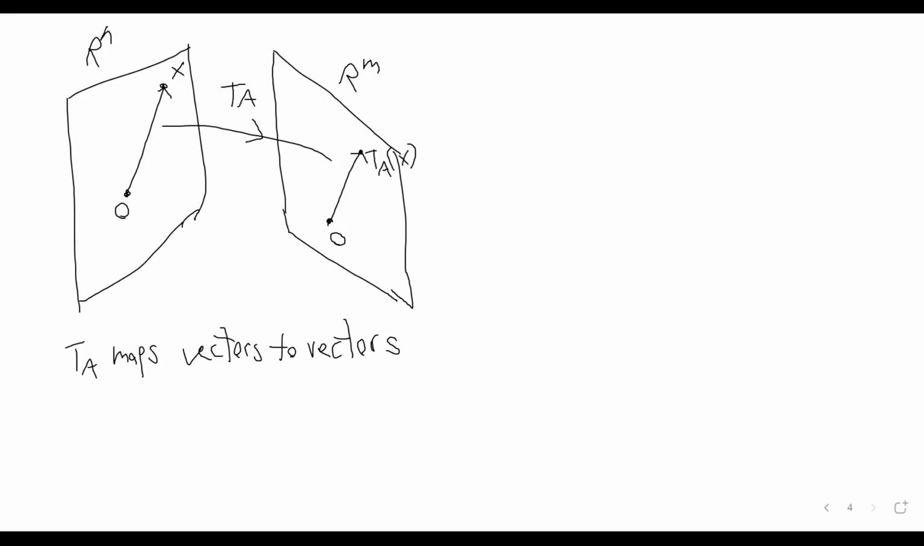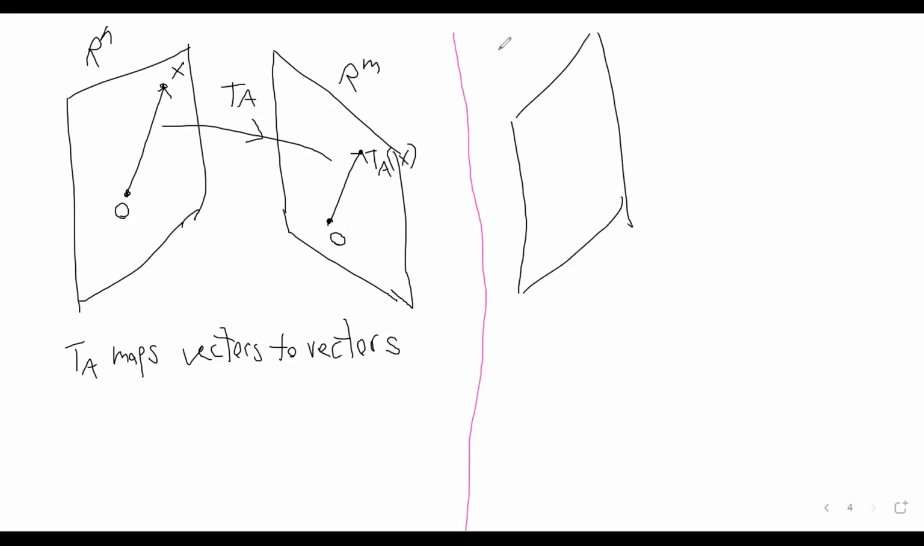Another viewpoint, and you're talking about the same thing, just from a different viewpoint, is that instead of thinking of it as mapping vectors to vectors, you can think of it as mapping points to points. So that's your domain still in Rn, and we're talking about the same function.